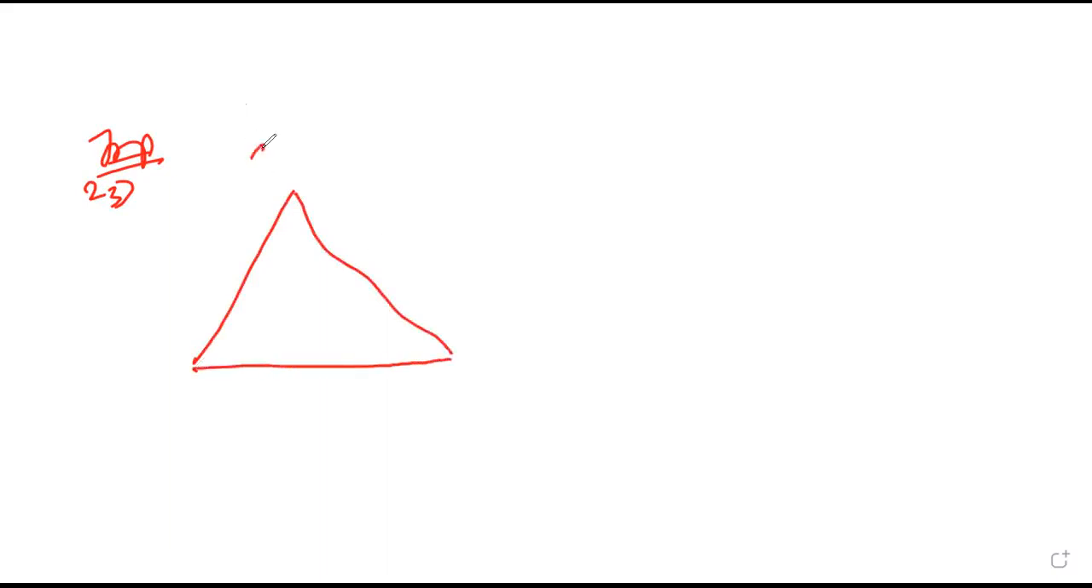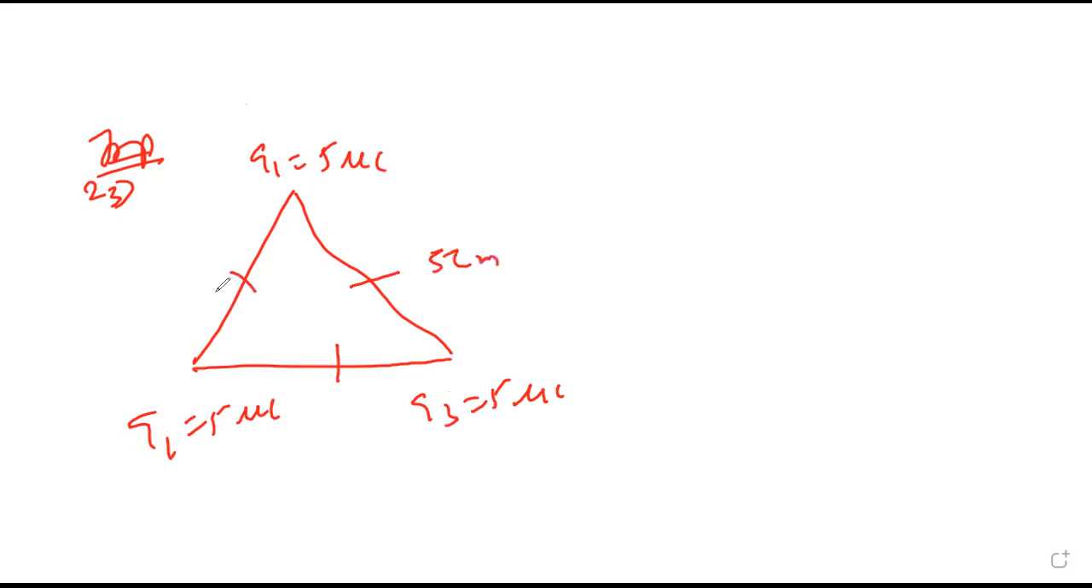23. Three equal charges, Q1 equal to 5 microcoulomb, Q2 also 5 microcoulomb, Q3 also 5 microcoulomb, are placed at three vertices of an equilateral triangle of side 5 centimeter. Find the potential energy of the system. What is the potential energy of the system?